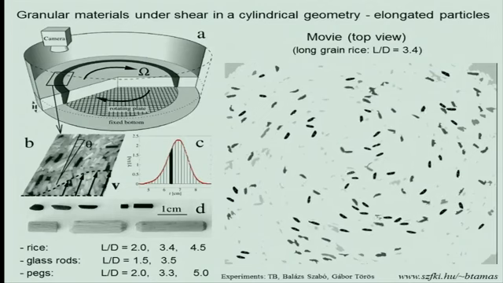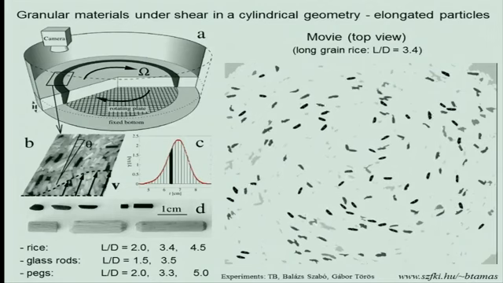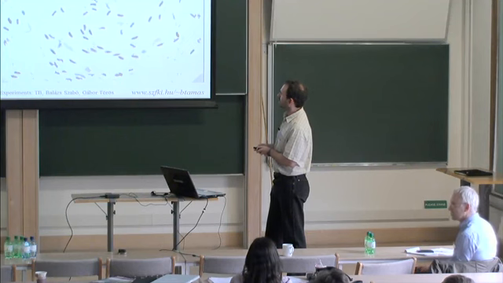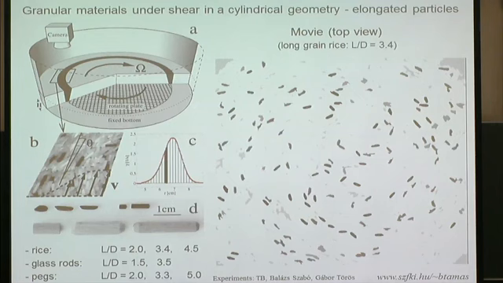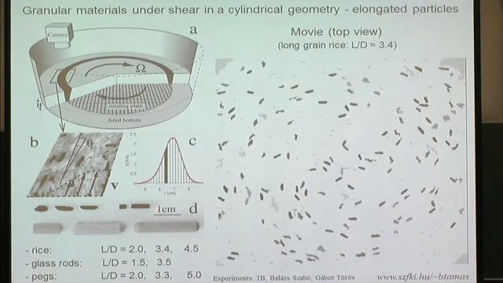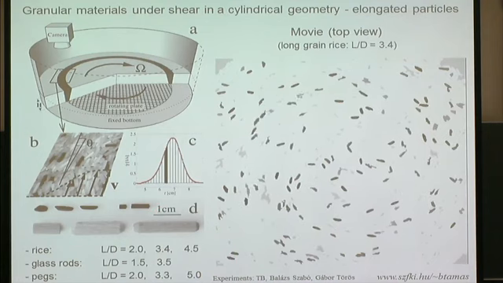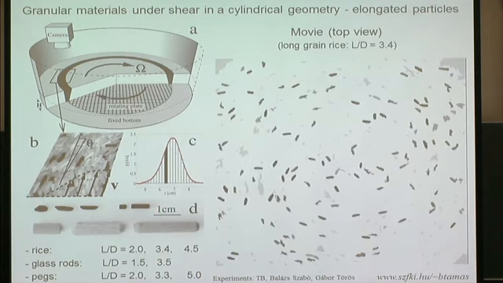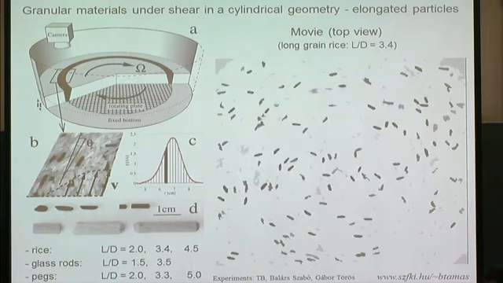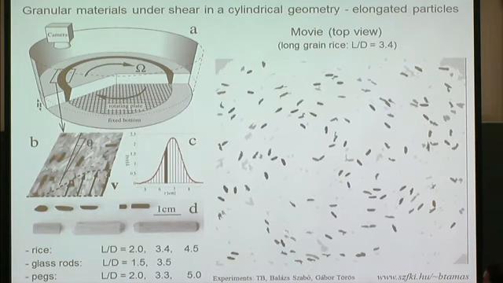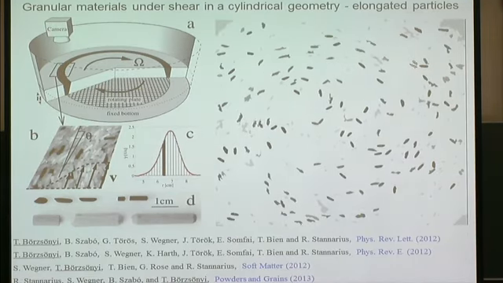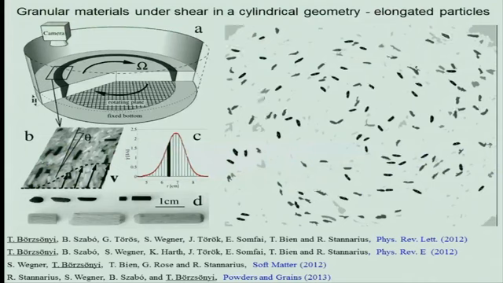and of course detect their position and orientation. We used very different samples for these experiments: 3 types of rice, 2 glass rods, and then wooden rods with different aspect ratios. I don't have time to enter into all the details. You can find those in these recent papers.